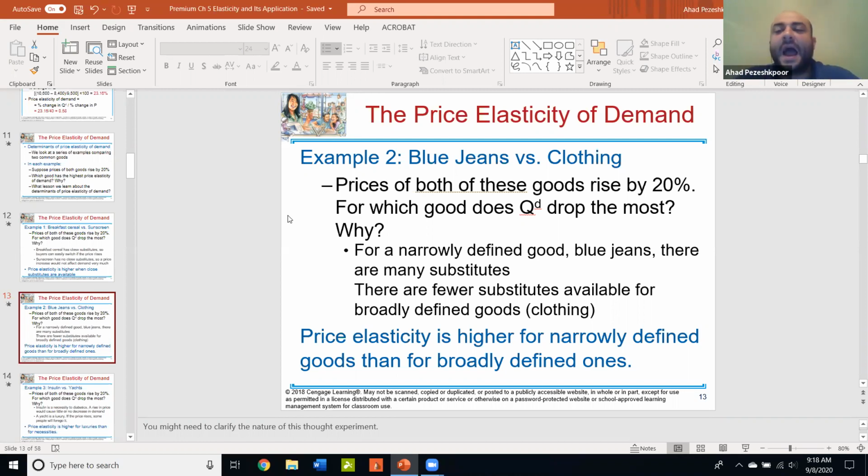I don't need to exactly buy blue jeans. But when clothing in general rises, I have to buy some clothes. I cannot just, let's say, cover myself with leaves. That would be very hilarious, but not efficient and practical. So I still need to buy clothing. Price elasticity is higher for narrowly defined goods than for broadly defined ones.